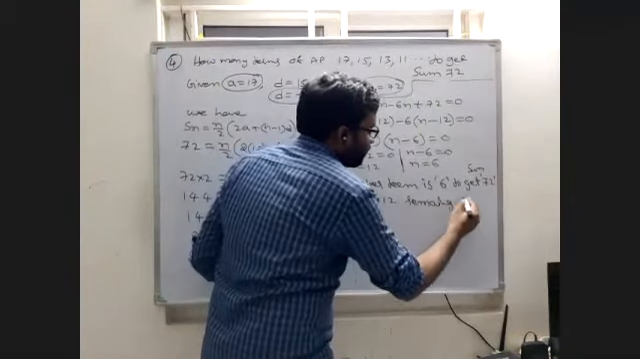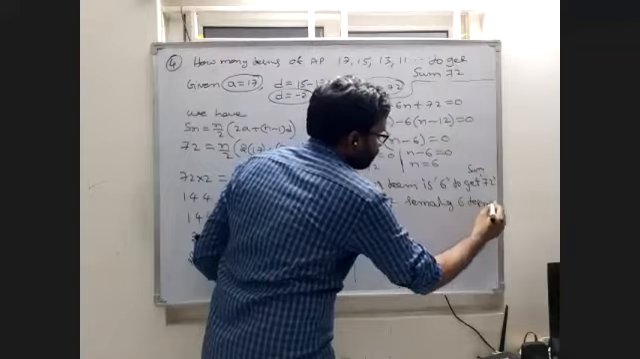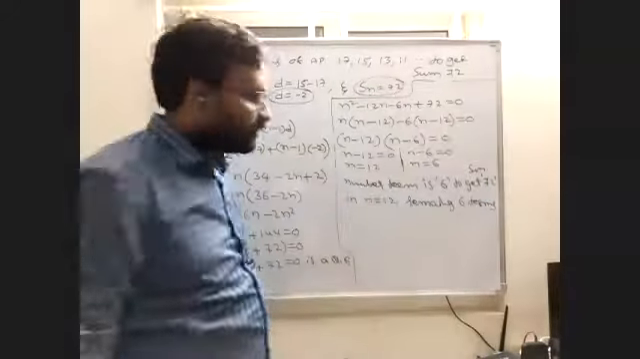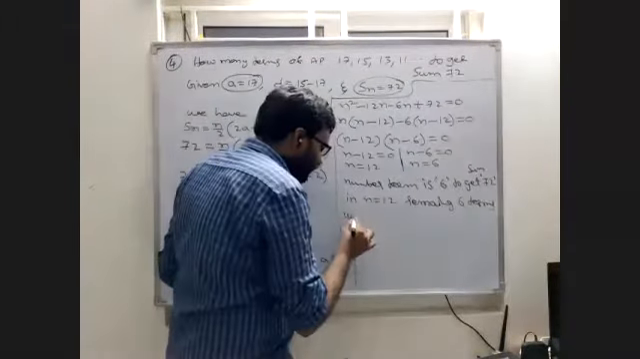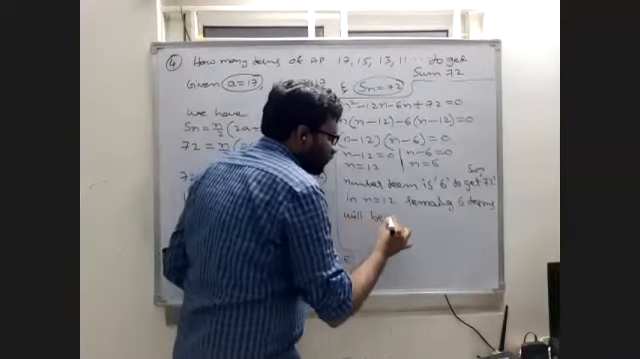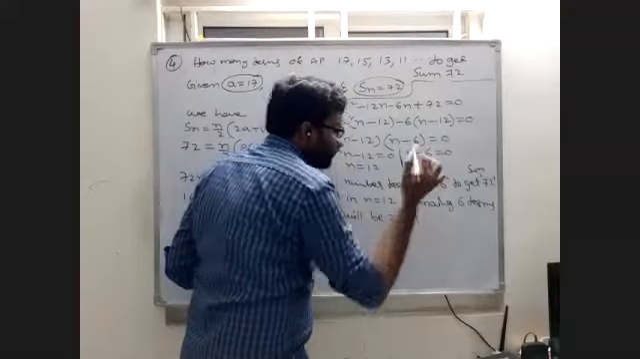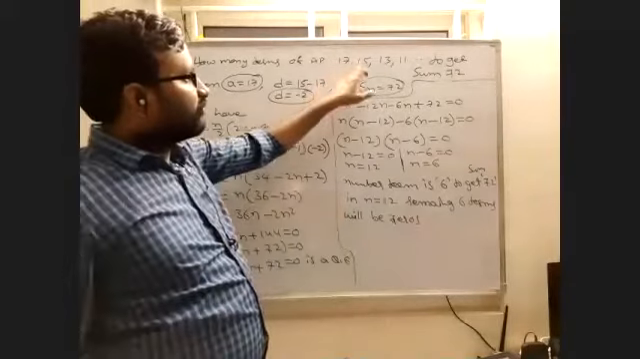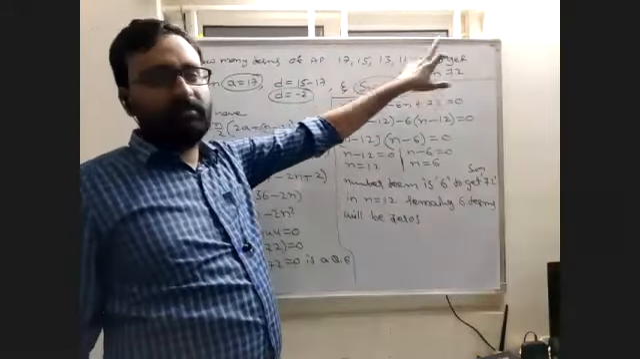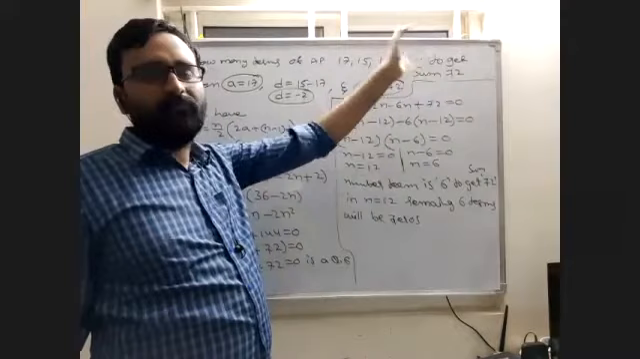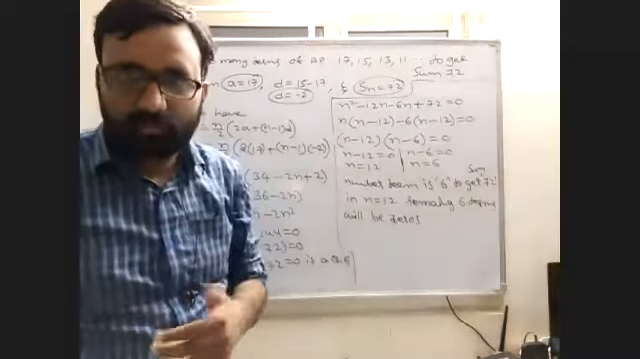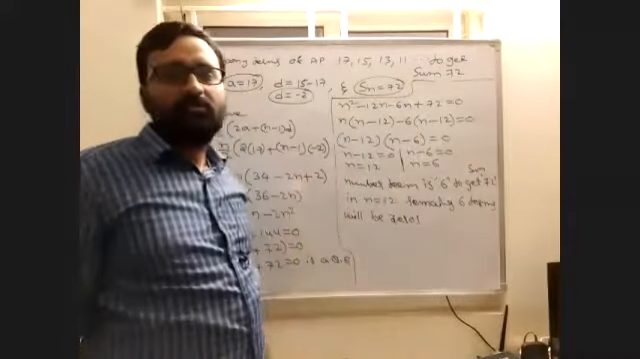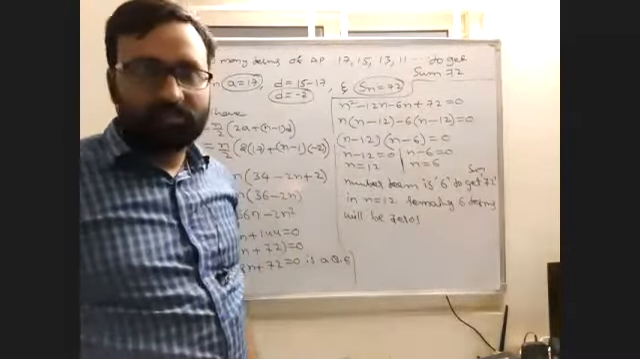Remaining 6 terms. The first 6 terms we know: 17, 15, 13, 11, 9, 7, like that. The remaining 6 terms will be zeros. Means 17, 15, 13, 11, then 9, then 7, up to 7 we are getting. After that, 0, 0, 0, 0, 0, 6 more numbers we are taking as zeros. Okay, so this is the solution of this term.